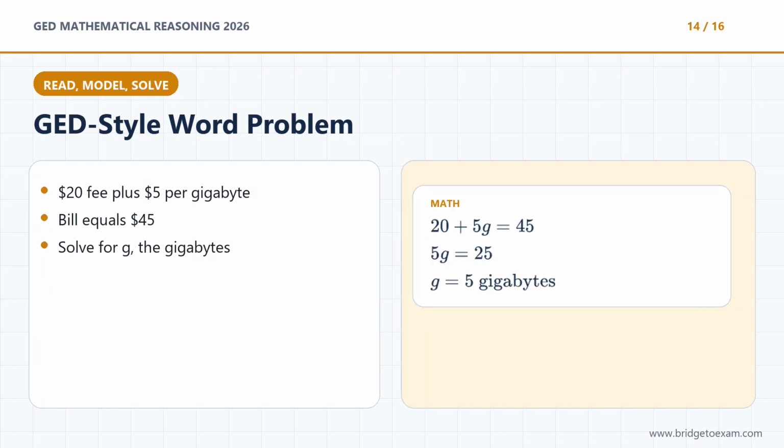Let's solve a real GED-style problem. A phone plan charges a $20 monthly fee plus $5 for each gigabyte of data. If the bill is $45, how many gigabytes were used? Model it. 20 plus 5G equals 45. Subtract 20 to get 5G equals 25. Divide by 5, so G equals 5 gigabytes.